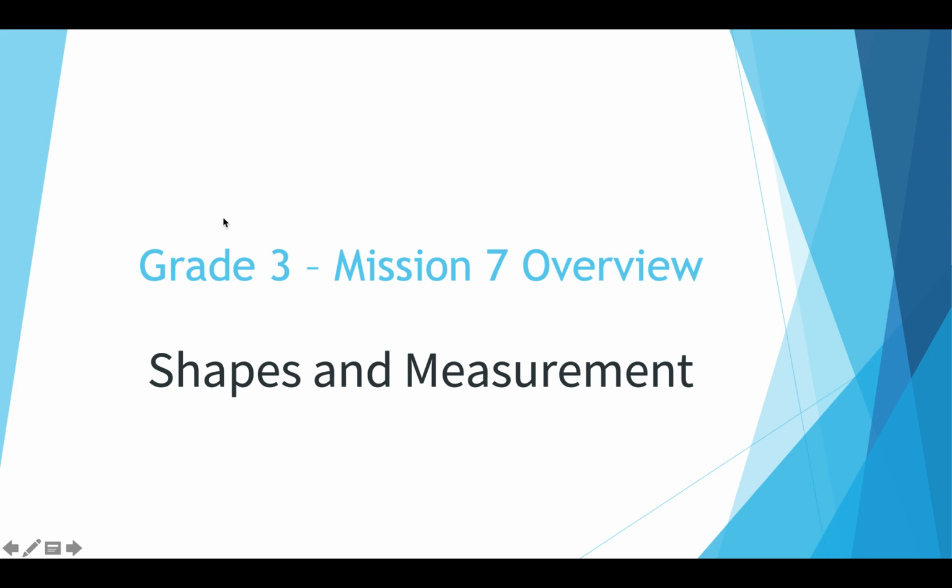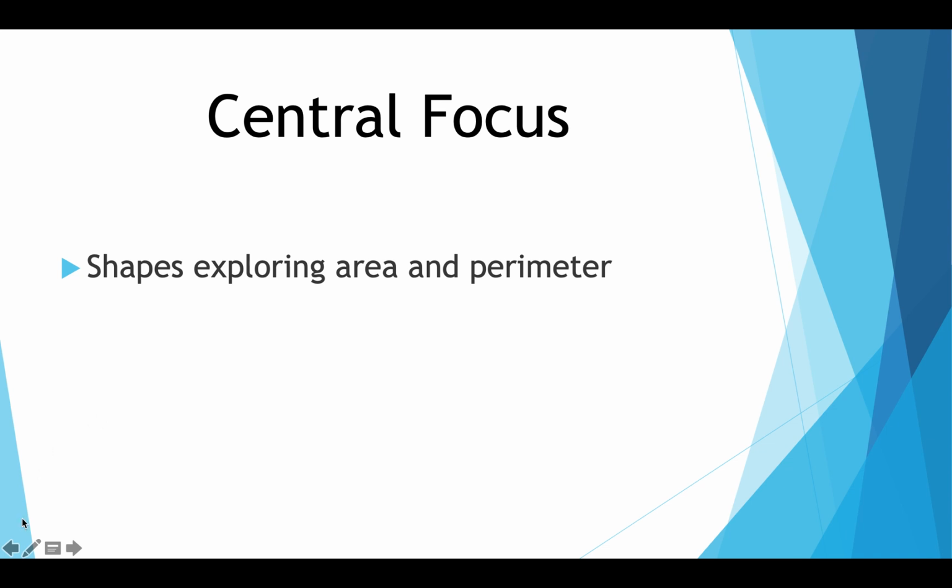This is a Grade 3 Mission 7 overview for Zearn Math. If you're using Eureka materials, it's the Module 7 overview. Title is Shape and Measurement. Central focus is shapes, exploring area and perimeter.